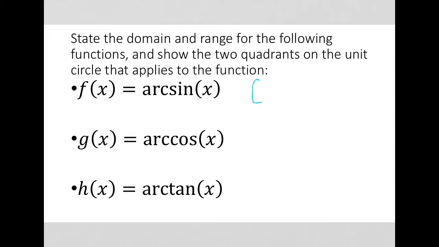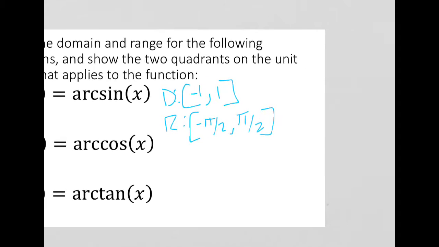Well, arcsine has a domain of -1 to +1. It has a range of -pi/2 to +pi/2, which means it is putting us in the first and the fourth quadrants of the unit circle. -pi/2 equivalent to 3pi/2, and then +pi/2 up top.